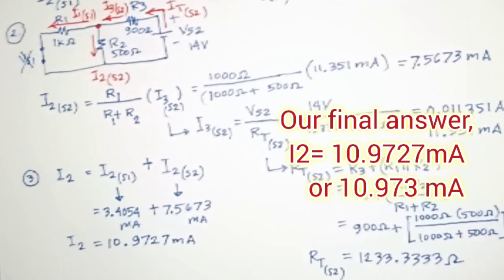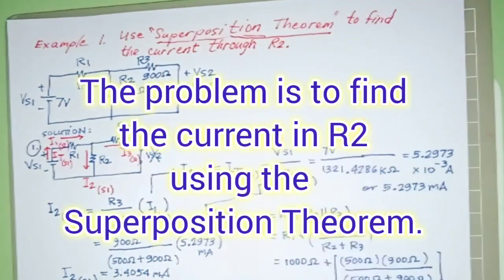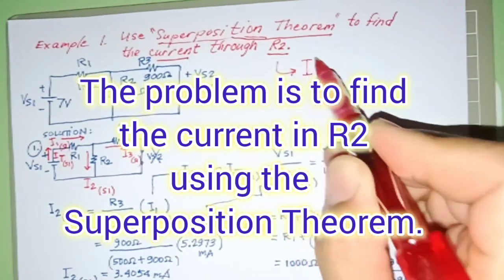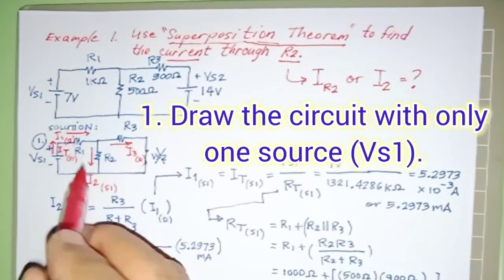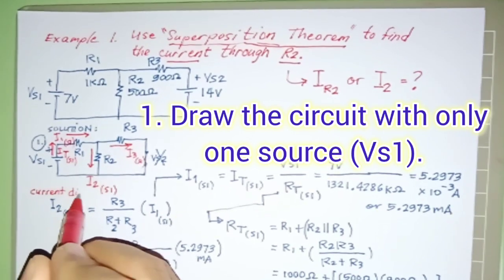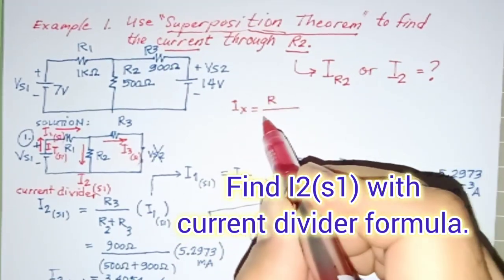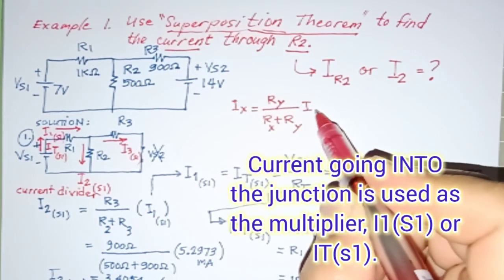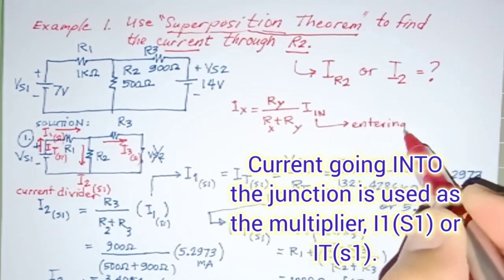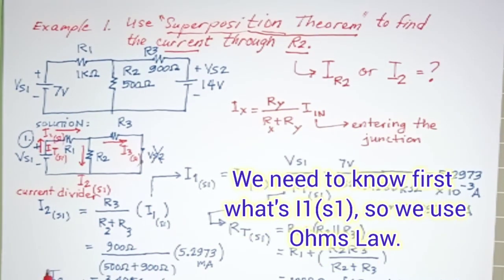But just to be sure, we will do a summary of what we have discussed about the superposition theorem. Let's have a review of what we have done. The problem is to find the current in R2 using the superposition theorem. To do that, we have to calculate IR2, or simply I2. We draw the circuit again, and we use the current divider rule to get the main formula, which is I2 equals R over R multiplied with I. Since the parallel in the first circuit is R2, R3, we will have the answer as R3 over R2 plus R3 multiplied with the input current I1 to the junction. That's how we did it.